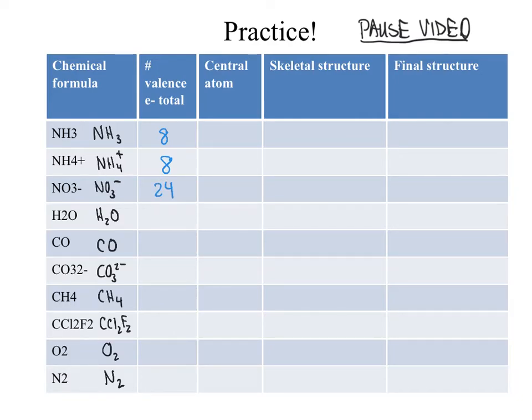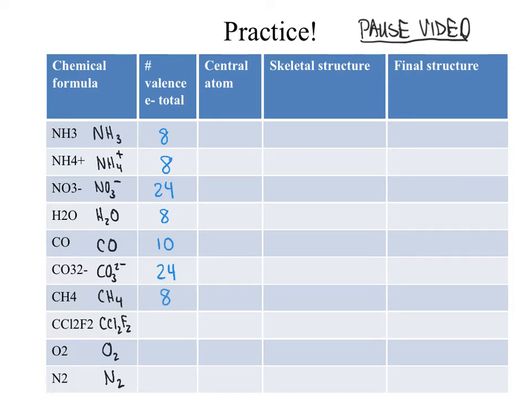Water has 6 for the oxygen and 1 for each of the hydrogens, so 6 plus 2 is 8. CO has 4 for the carbon and 6 for the oxygen, so that's a total of 10. And then carbonate has 4 for the carbon, 3 times 6 for the oxygens. 6 times 3 is 18, plus 4 is 22, but it also has a 2 minus charge, so 22 plus 2 is 24. And then CH4 has 4 valence electrons for the carbon, 1 for each of the hydrogens, so 4 plus 4 is 8.